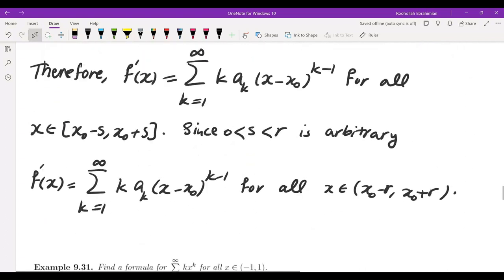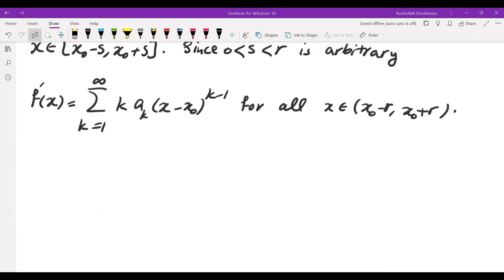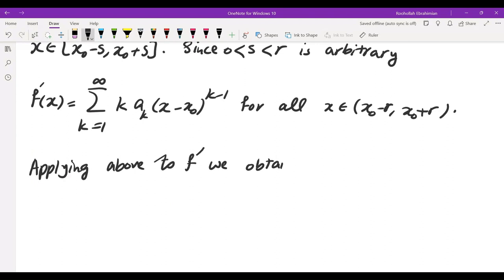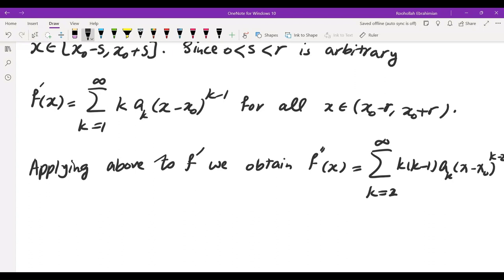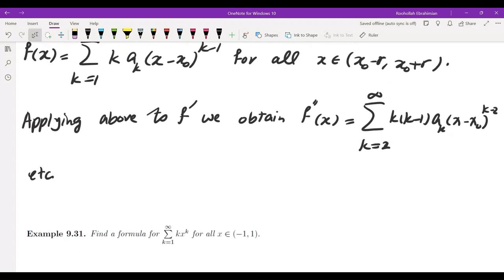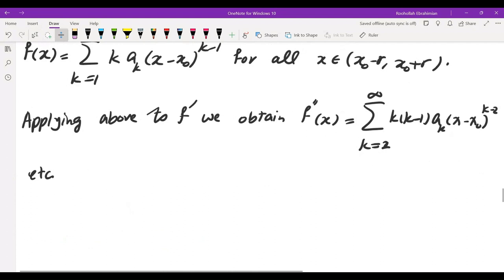Now, we can apply the exact same thing again. So, applying the above to f prime, we obtain the second derivative. And by the way, the reason I start from k equals 1 here is that for k equals 0, the term is just 0, so it doesn't actually matter. It would become the sum k equals 2. For k equals 1, the term is a constant, so its derivative is 0. k(k minus 1) a_k (x minus x naught) to the power of k minus 2. And then etc. So you could just prove it for any derivative, all of the higher derivatives. Okay, so this completes the proof of this theorem, the first part.